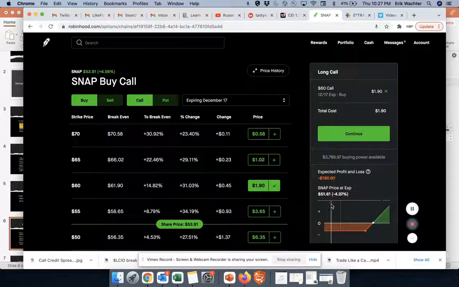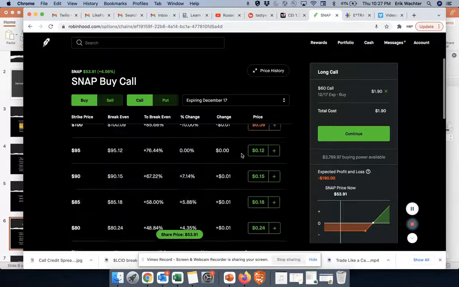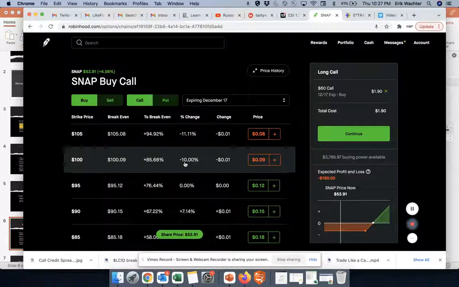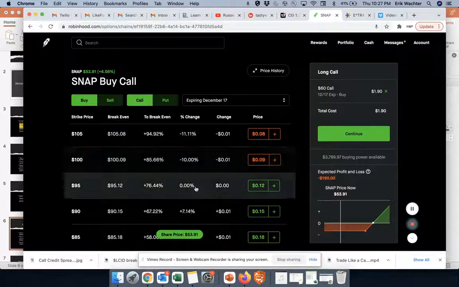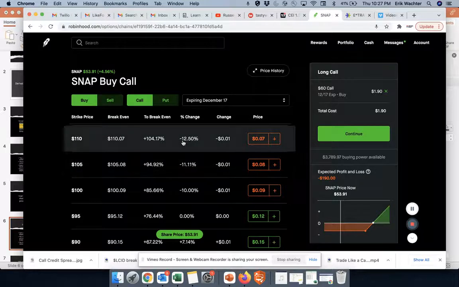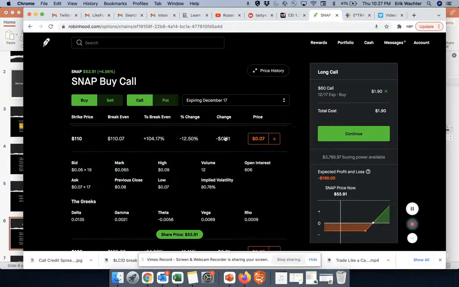And so the idea is as you get further away from the current stock price, as we get further out of the money, because we're moving up and out of the money, the less the contracts cost, because the odds of Snapchat reaching $110 by December 17th are very, very slim to none.